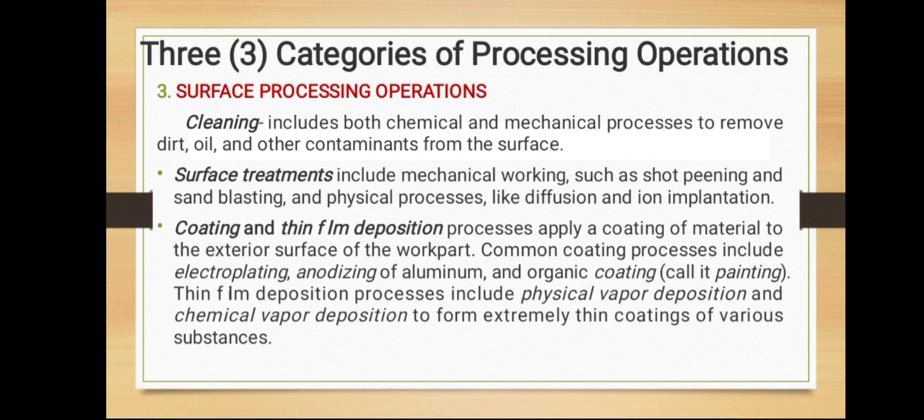Common coating processes include electroplating, anodizing of aluminum, and organic coating. Thin film deposition processes include physical vapor deposition and chemical vapor deposition to form extremely thin coatings of various substances.